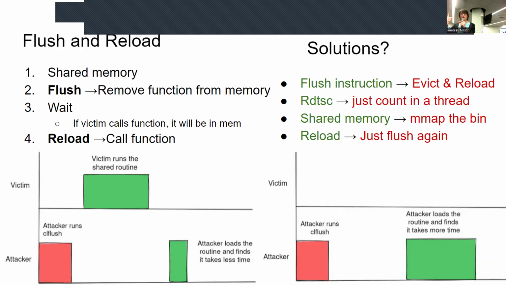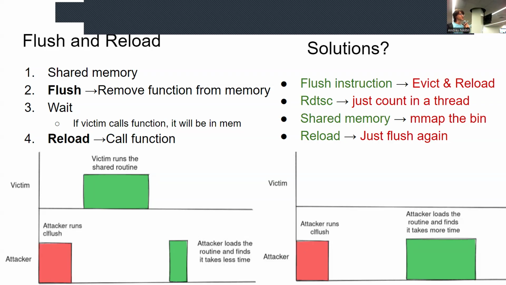I can count 1, 2, 3. That's a timer. I can just create a function that loops and increments over and over to do the same thing, to act as a timer. So even if we don't have a built-in function, we can just count in a thread, as it says on the slide. Shared memory we talked about, and then what about reload?